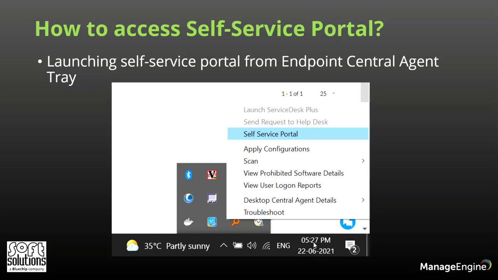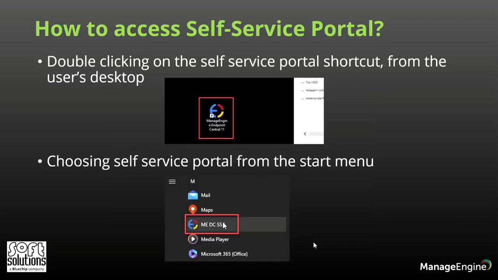So how to access self-service portal? One is to launch self-service portal from the Endpoint Central agent. Once the agent has been installed, it will be available in the system tray. After you click the system tray or the agent, you have the list of items that will be displayed to you, one of which is the self-service portal. Another one is by clicking or double-clicking on the self-service portal shortcut that is available on your user's desktop. And lastly, choosing self-service portal from the startup menu.